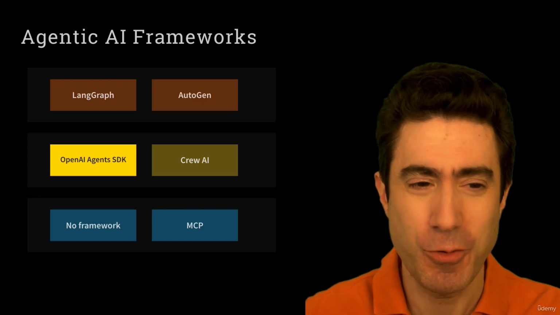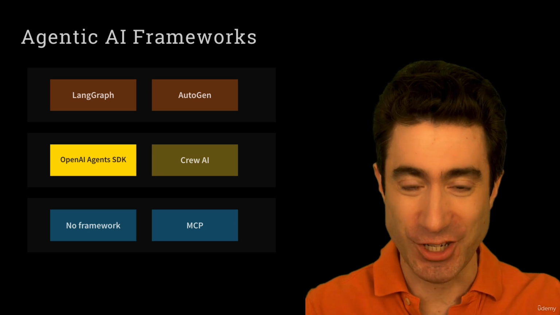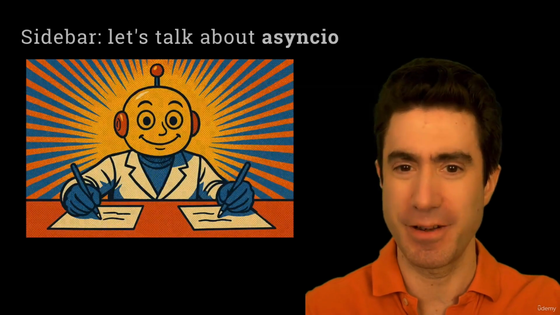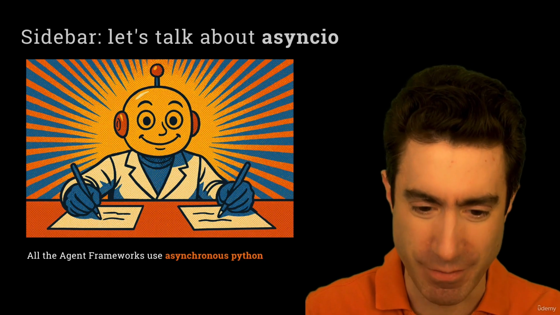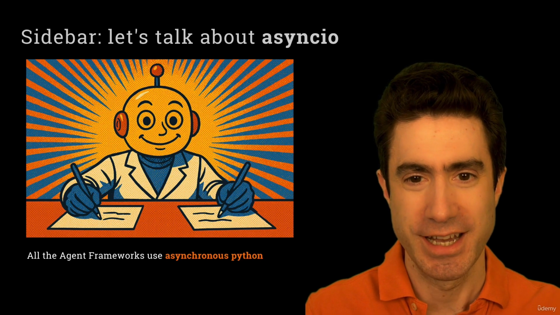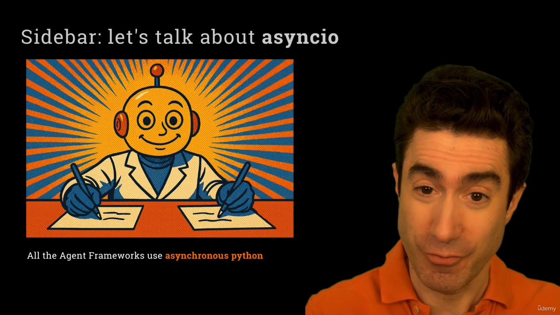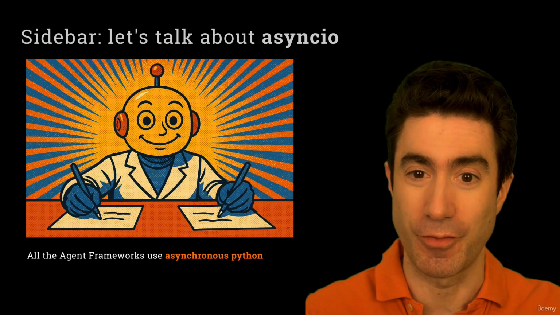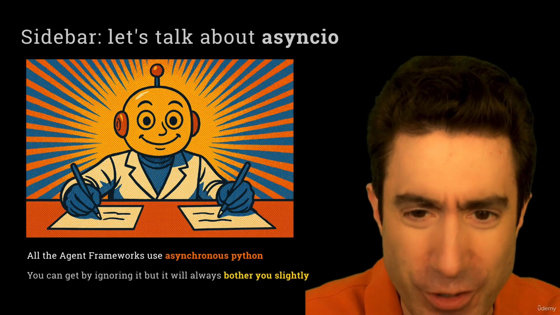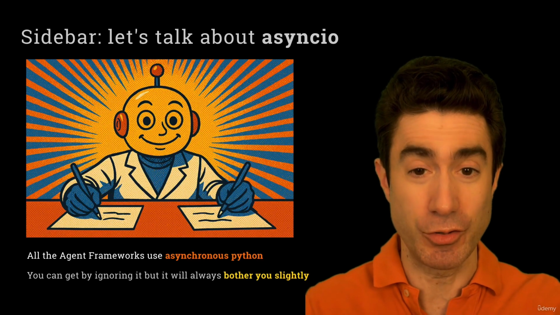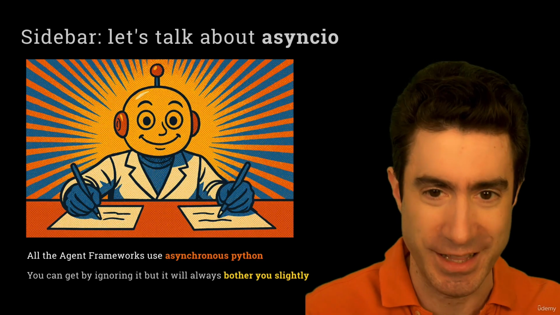But first, before we can do OpenAI Agents SDK, I have a sidebar, a topic that I have to cover with you, a very important topic, and it's to talk to you about asynchronous Python, Async IO. It's something which is common across all of the agent frameworks. So all of them make use of asynchronous Python. And it's something which you can get by without really understanding. There's a couple of rules that you can learn, and then you just follow those rules always, and it will just kind of work, and that's okay.